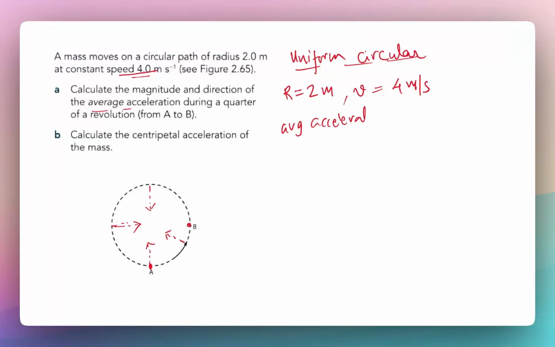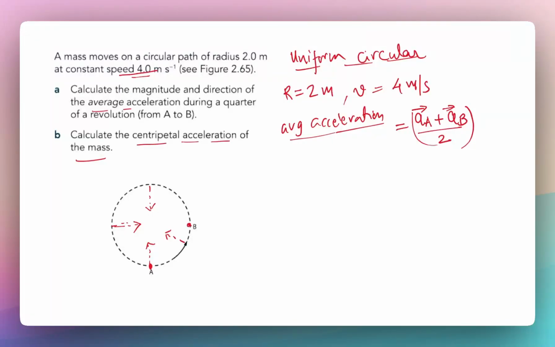As the term average appears here, whenever we are going to find the average, we have to find the initial acceleration at point A, and then find the acceleration at point B, add them up, and then divide by 2, right? So this is how we find the average. But as acceleration is a vector quantity, we have to add these accelerations using vectors, along with the direction. So that would be our approach for finding the average acceleration. In part B, it says also find the centripetal acceleration of the mass, right?